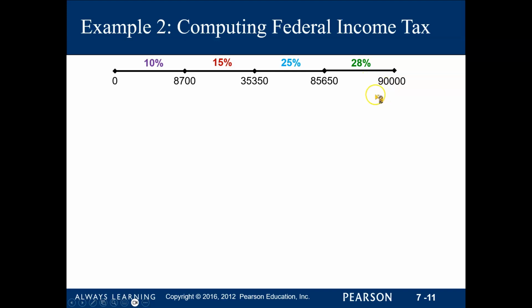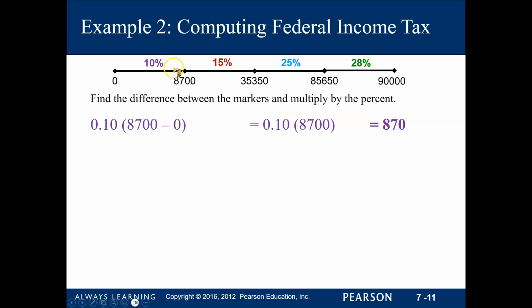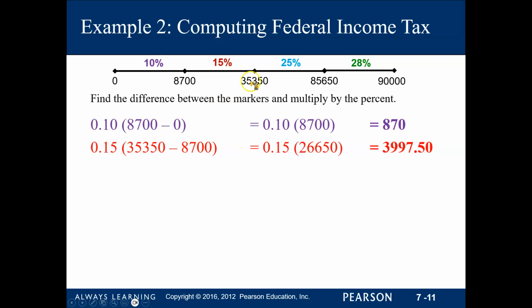So how do we find the total income tax of this person with a taxable income of 90,000? We find the difference between the markers and then multiply it by the percent. For example, 8,700 minus 0, multiplied by 10%, is going to be $870. The second marker, the difference between 35,350 and 8,700, is 26,650. Multiply it by 15%, it's 3,997 and 50 cents.